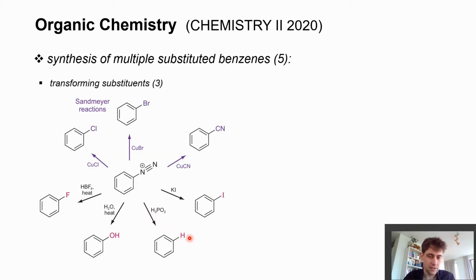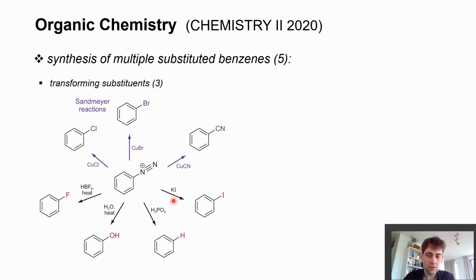Of course, this doesn't look as useful at the moment, but for example, if you have other groups at your benzene ring and you might want to get rid of your amino group, then this is a very good and practical way to replace a functional group that was previously present with a proton, and then get back to the original or less substituted benzene core.